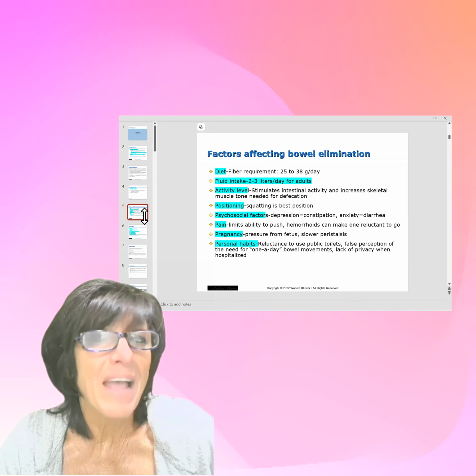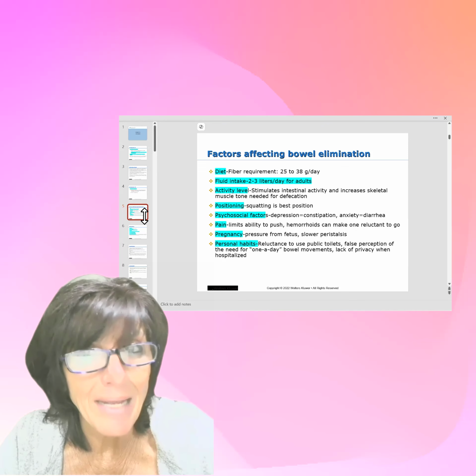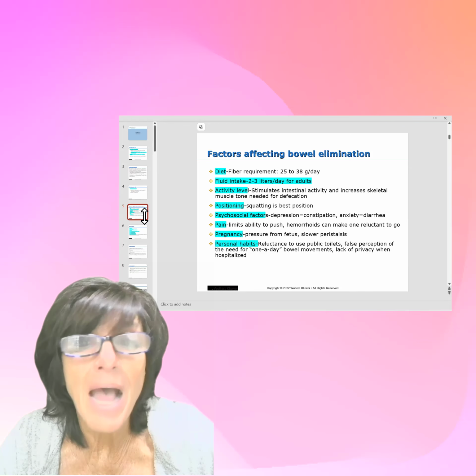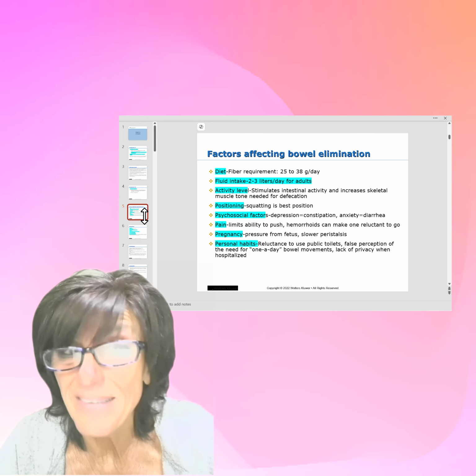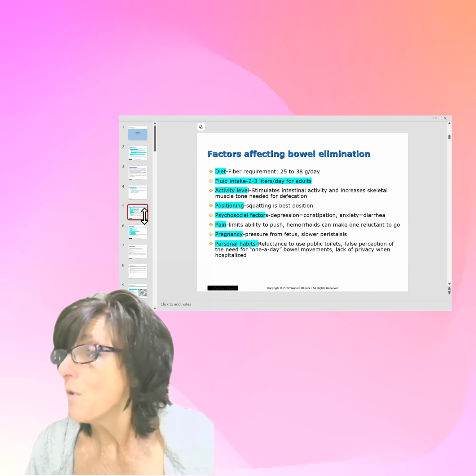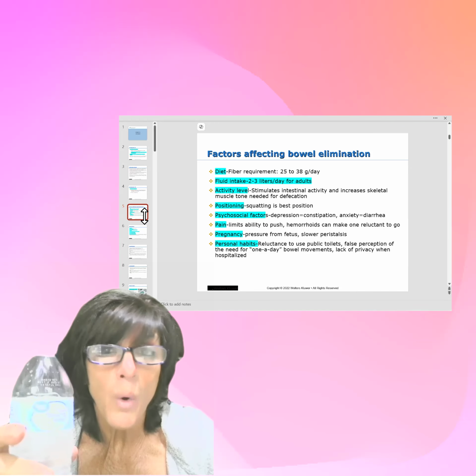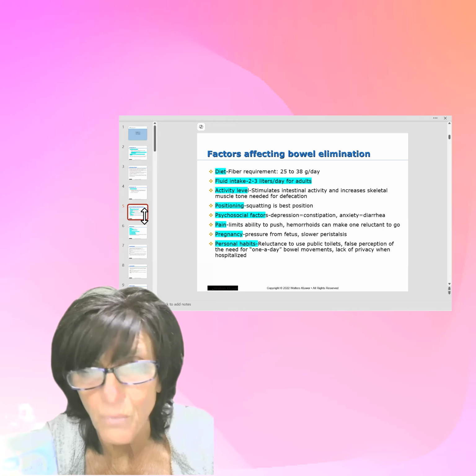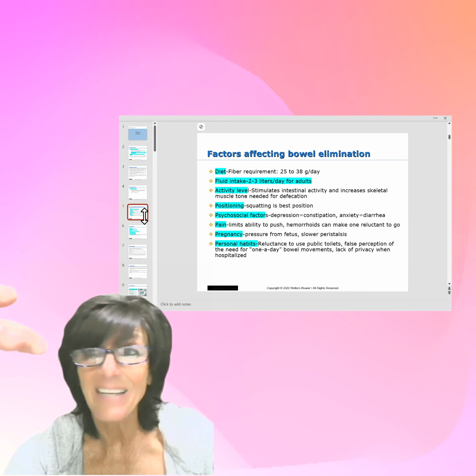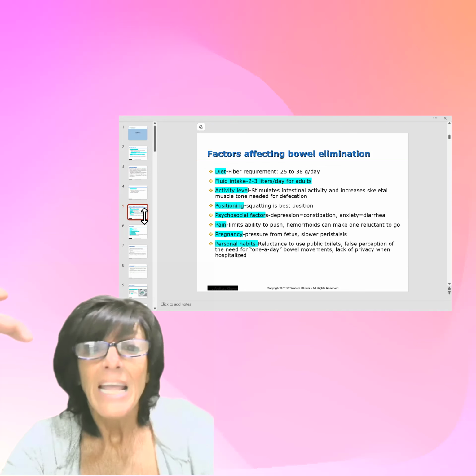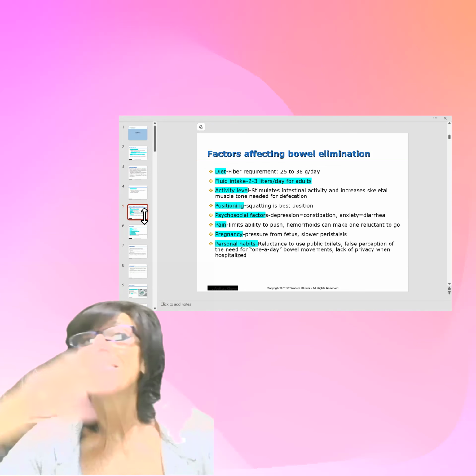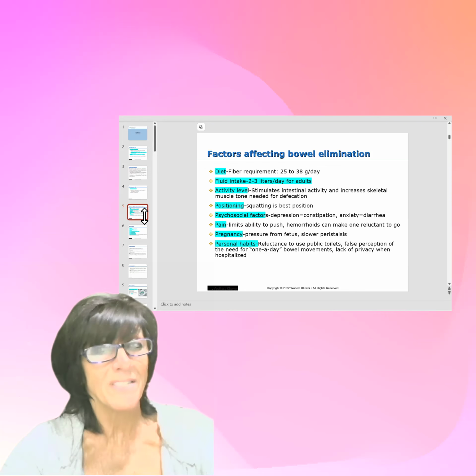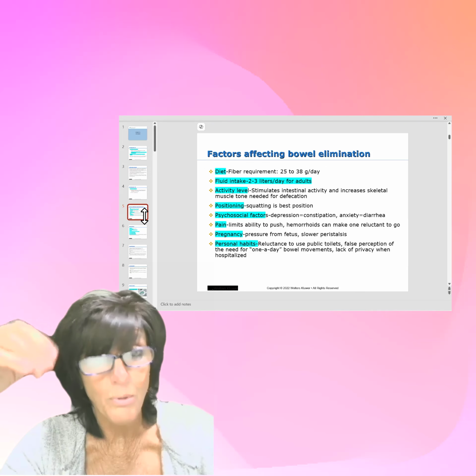What are the different things that affect bowel elimination? Your diet is a big one. Do you eat enough fiber? 25 to 38 grams a day. Do you drink enough water? An adult needs about 2,000 to 3,500 milliliters of water a day. That's about 6 or 7 of these. Activity level. When you move around, it stimulates peristalsis, right? And increases muscle tone that you need in order to poop.